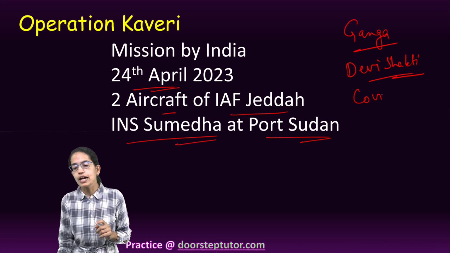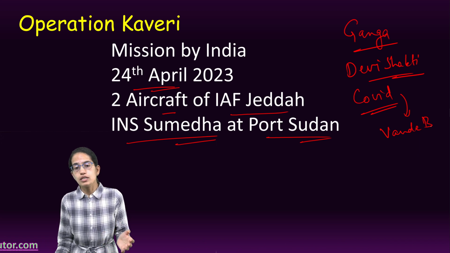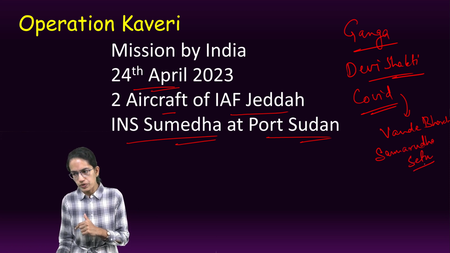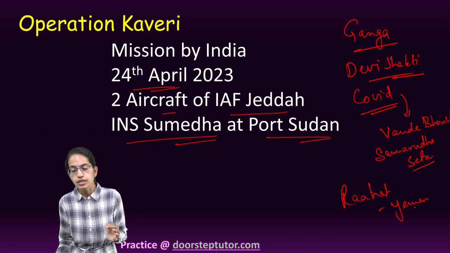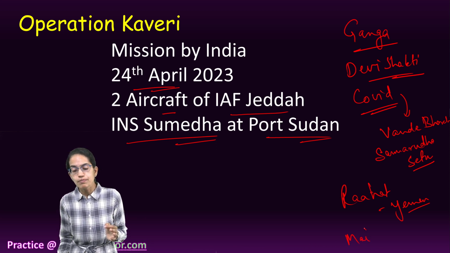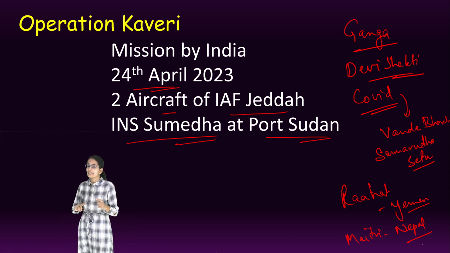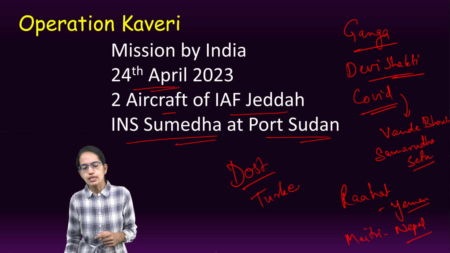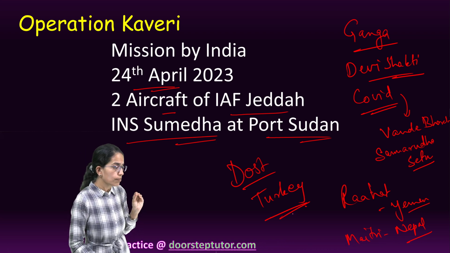Similarly, during COVID, two operations were there. One was Vande Bharat and the other was Samudra Setu. Vande Bharat was through the normal route, Samudra Setu through the sea routes. So two important missions during the COVID time. There was Operation Rahat, to help people stuck in Yemen in 2015. Similarly, Operation Maitri in 2015 to help people stuck in Nepal after the earthquake. Operation Dost recently in Turkey was another important effort by India, during the Turkey earthquake. So those are some of the important missions.